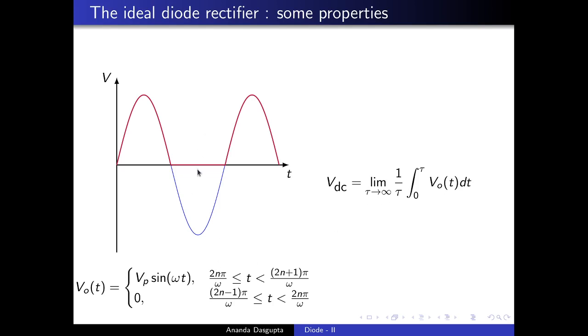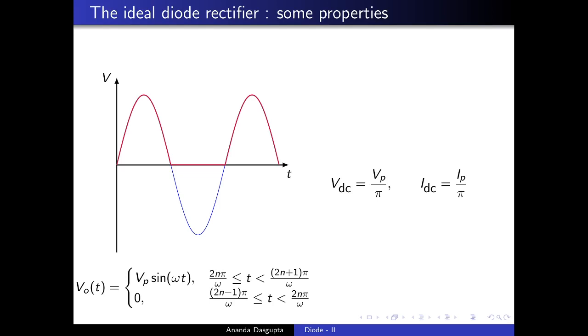And since this is really periodic, it's easy to see that you can calculate over one period and that will give you the right answer. You don't have to really calculate for a very large period of time. And the calculation is straightforward. You should be able to do the integral yourself. And you can show easily that VDC, this average, works out to be Vp by pi. So it's less than 1/3 of the peak value of the voltage.